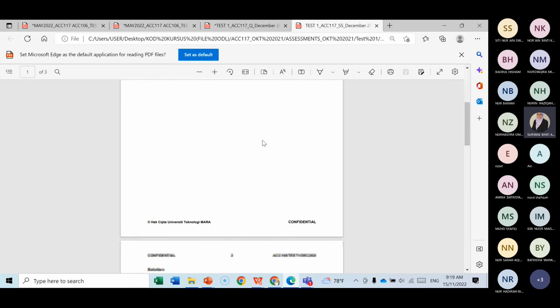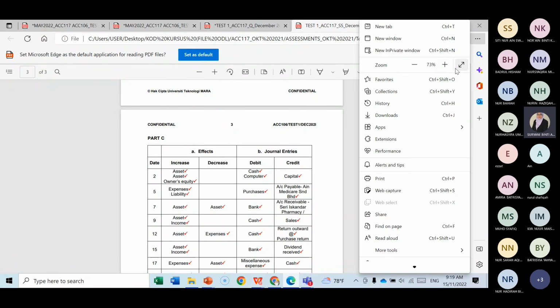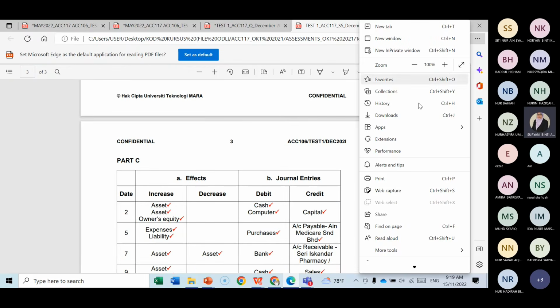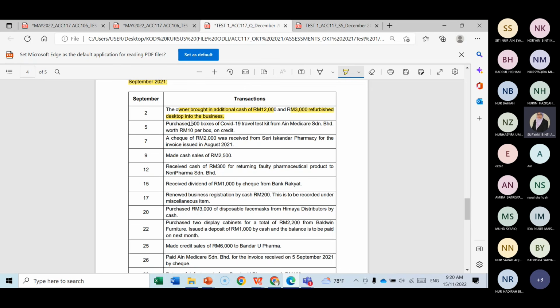So this is how you should present the solution, class. Please take note, you have two assets here. So increase in asset, you have to debit, okay? Debit cash account and debit the desktop or the computer. And increase in owner's equity, you will credit the capital account. Okay, so we move to the next transaction.